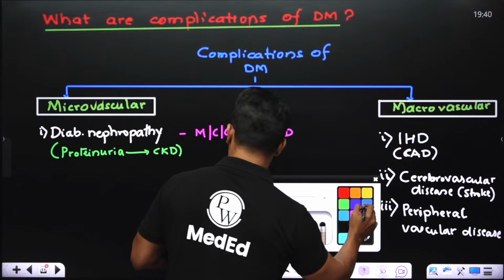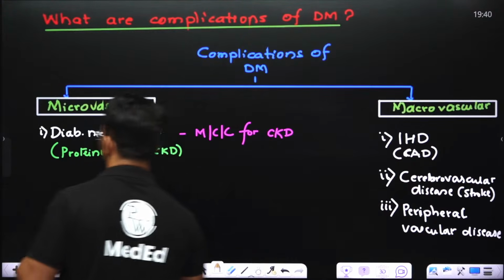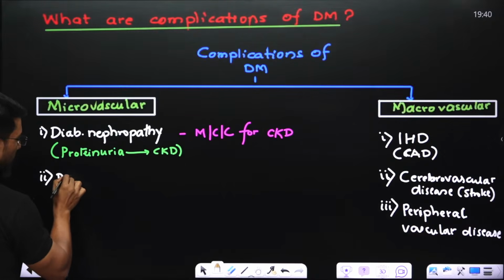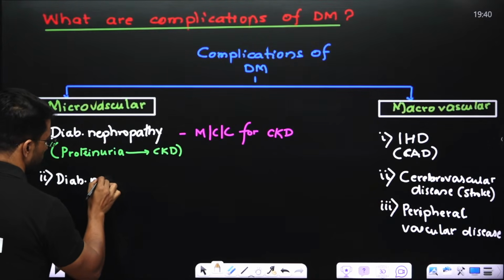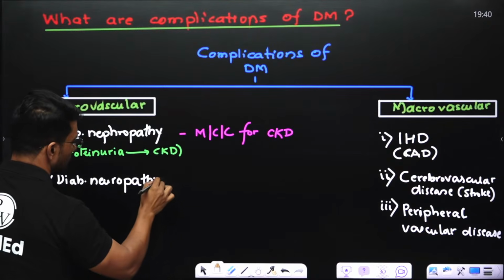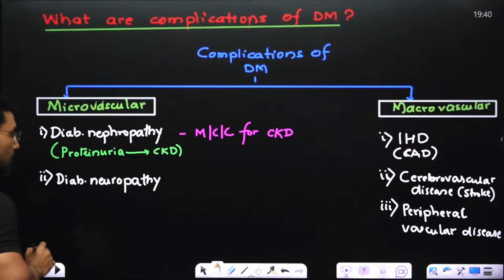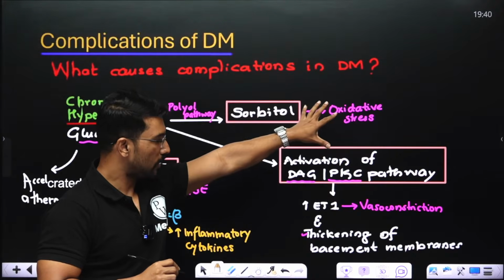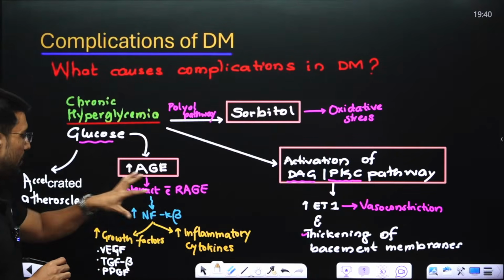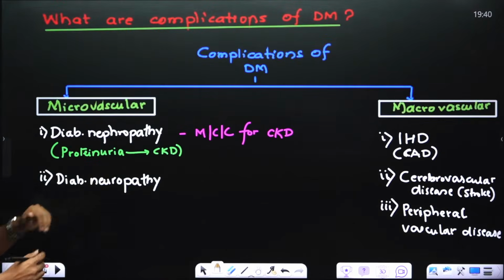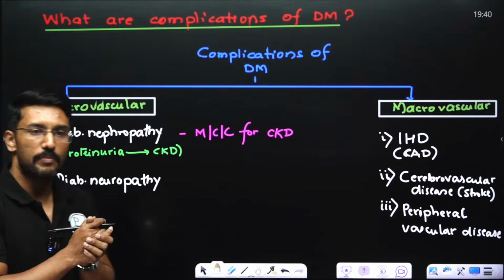Second, diabetes also causes damage to the nerves. We will call it diabetic neuropathy. What is the mechanism behind the damage to nerves? Same as the previous ones. Sorbitol is involved, oxidative stress, blood vessel involvement, inflammation, growth factors, all of them are involved in causing damage to the nerves as well. We will call it diabetic neuropathy.